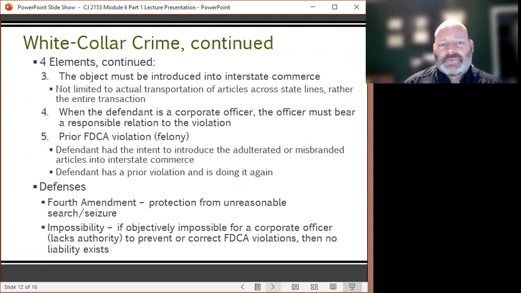Some common defenses for FDCA violations are that it's a Fourth Amendment violation, a protection from unreasonable search and seizure, and that the act was actually impossible. If it's objectively impossible for a corporate officer to prevent or correct FDCA violations, then there's no liability, meaning that the corporate officer lacks the authority, the resources, or the ability to commit the crime.